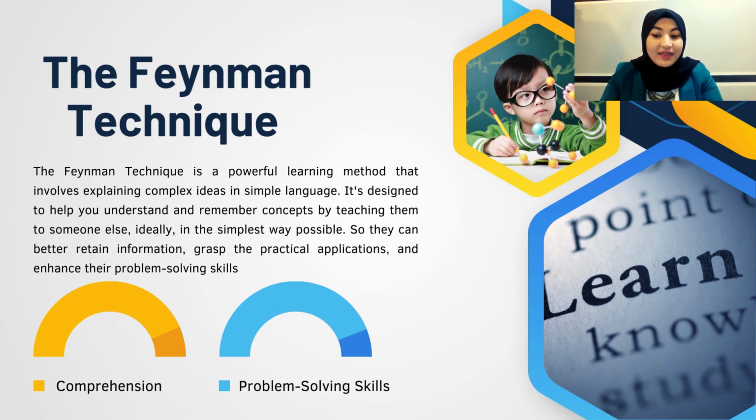So, the technique of explaining scientific ideas in simple, accessible ways is called the Feynman technique, which is a learning method that makes understanding science not just easier but also more enjoyable. By teaching complex concepts to others in the simplest terms, it enhances what? Understanding, retention, and practical applications. Ultimately, what? It boosts problem solving skills.